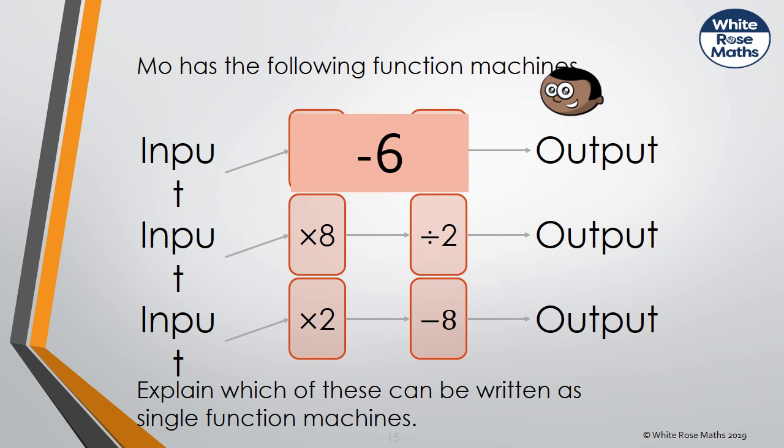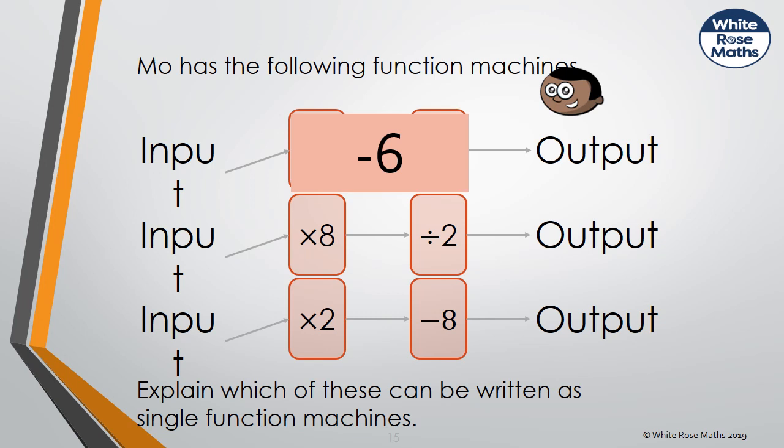So let's say, for example, if I put 4 into the second one, 4 times 8, what would I get? Excellent. 4 times 8 would give me 32. Now, if I did 32 and divided that by 2, I would get 16. So my output would be 16.